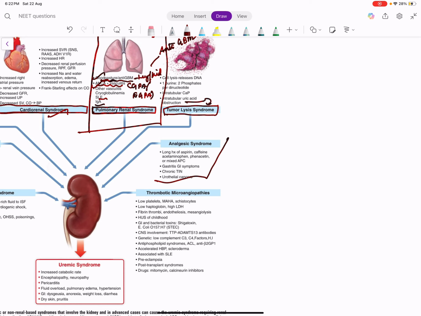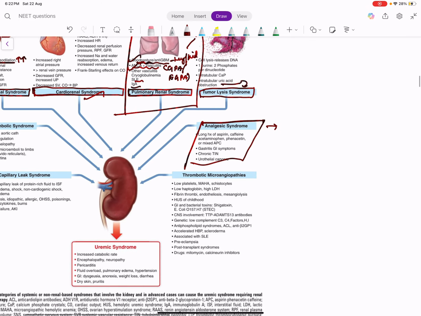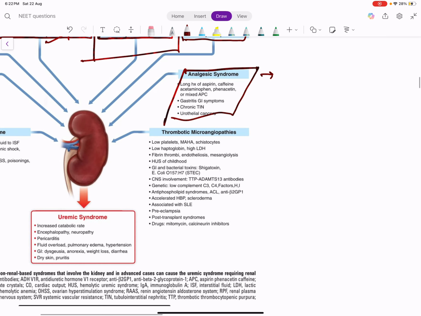Analgesics, either by causing renal autoregulation changes or by causing direct nephrotoxicity, can cause a problem. And thrombotic microangiopathy we discussed. In TTP there is an ADAMTS13 antibody, and in HUS there will be E. coli O157:H7 infection. There is a Shiga toxin. Shigella also can cause the same thing by producing Shiga toxin.